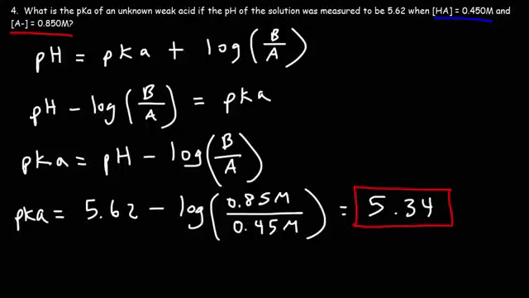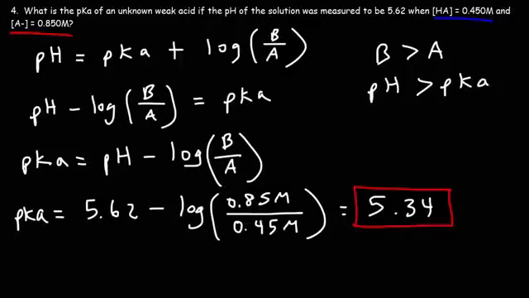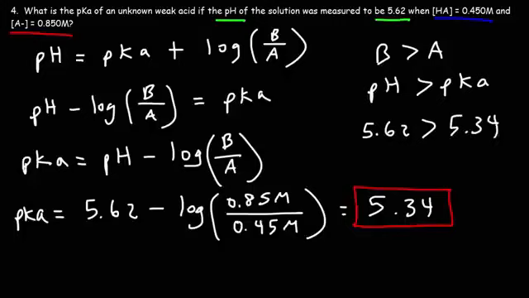Now let's see if our answer makes sense. Whenever the base is greater in concentration or in quantity than the acid, we know that the pH is going to be greater than the pKa. Is that the situation here? Well, the pH is 5.62. The pKa is 5.34. So we can clearly see that the pH is greater than the pKa, so this answer makes sense.